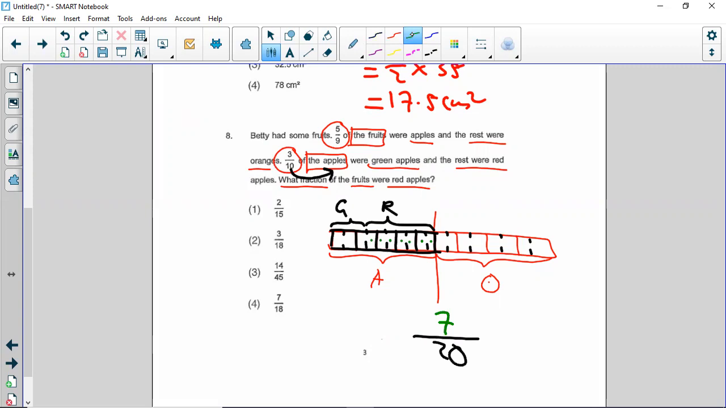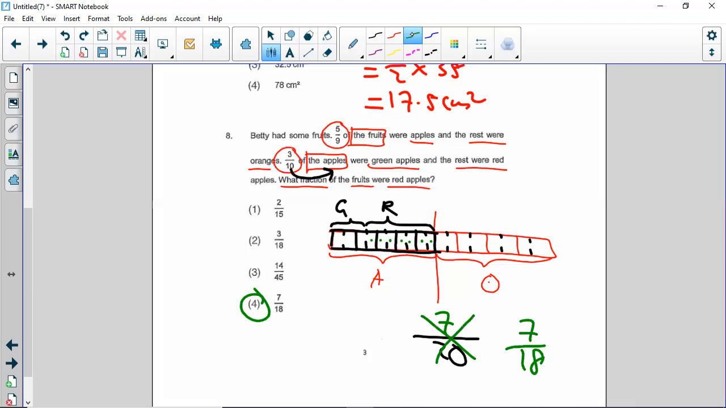So what fraction of the fruits were red apples? Did I make a mistake? Because it's supposed to be 7 out of 18. Let me count. How many boxes are there? 2, 4, 6, 8, 10, 12, 14, 16, 18. Alamak. Okay, 18, right? So there are 18 units of fruits altogether, and there are 7 out of 18. 7/18 of the fruits were red apples. So the answer is 4. Okay, so ignore my mistake, which is a very minor mistake. You just have to count the units carefully, and that's how you get the answer.